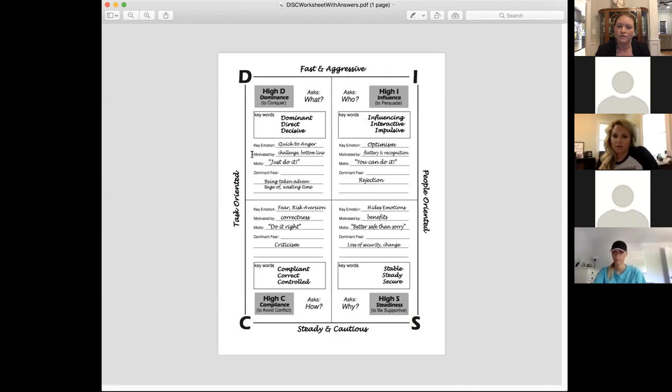Now, here's where the emotions come in. Their biggest fears are being taken advantage of and having their time wasted. This is huge for a high D. In any type of transaction or conversation with a high D, if you hit one of those two triggers, it's likely going to come out as anger. They're going to get angry because that's their key emotion, and the reason is that they feel like they're being taken advantage of, or that they're wasting their time. Those are the two most important things to them.